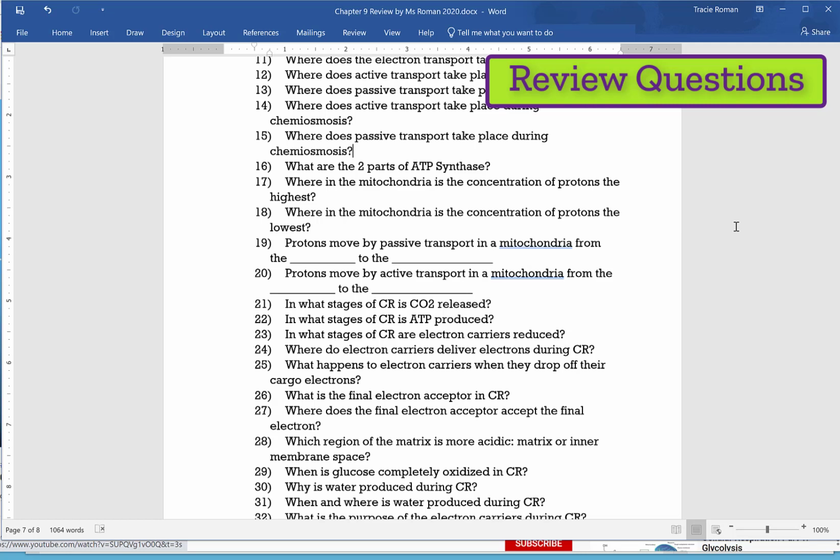Which region of the mitochondria is more acidic, the matrix or the inner membrane space? A high proton concentration is more acidic, and the inner membrane space has the higher proton concentration, so therefore the inner membrane space is going to be more acidic than the matrix.